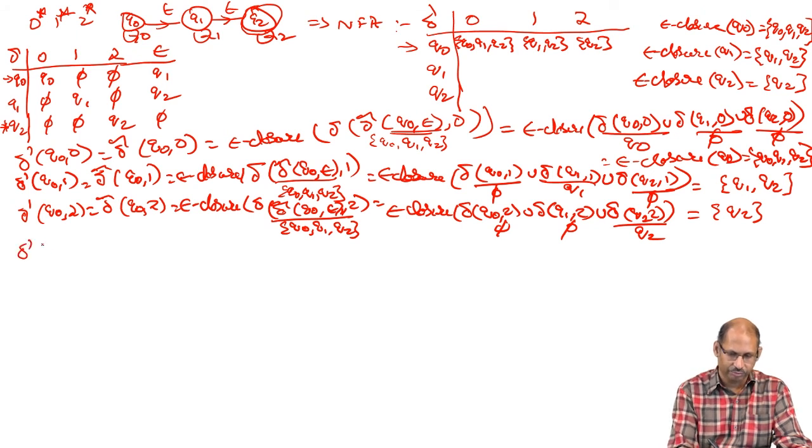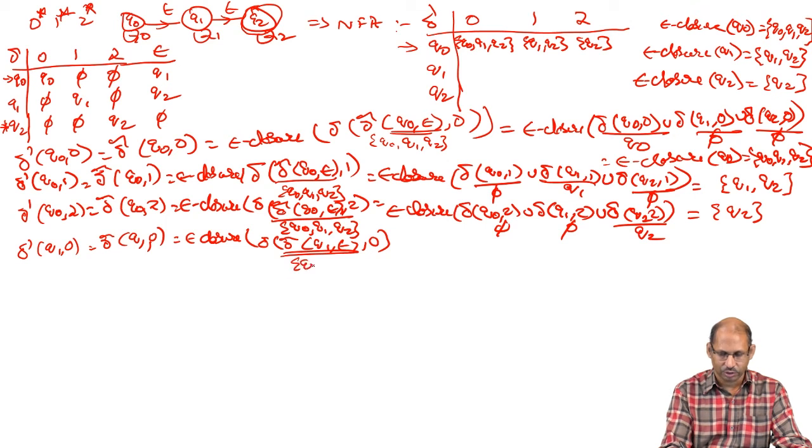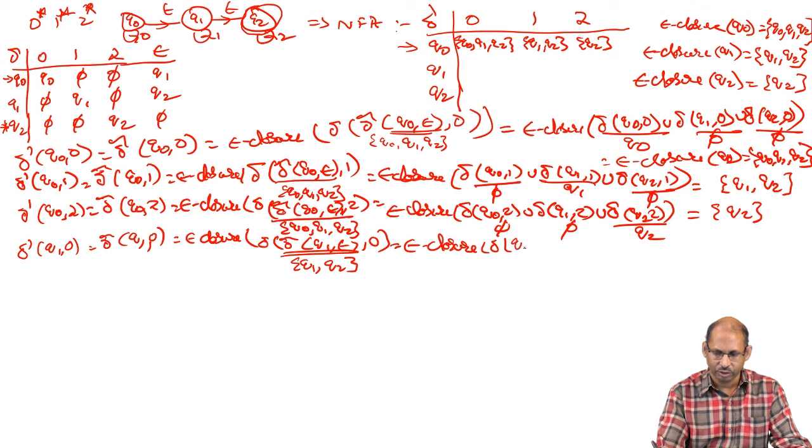Then, the string transition function of Q1 on 0. Q1 on 0 is epsilon closure of the transition of the string transition of Q1 on epsilon followed by 0. Here, Q1 on epsilon results in Q1, Q2, which gives epsilon closure of the transition of Q1 on 0 union with Q2 on 0. This is phi, this is phi, which results in phi.